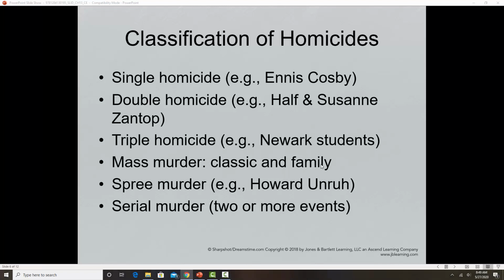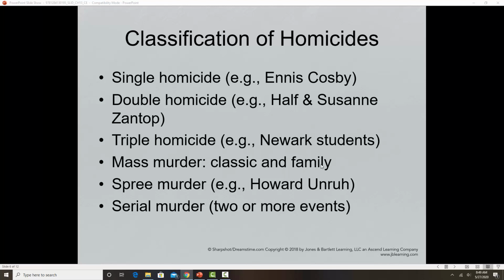Triple would be three people killed. Mass murder is any homicide of four or more victims in a single location. There are different classifications for mass murder. There's something called the classic mass murder. This is when one person kills a number of people.